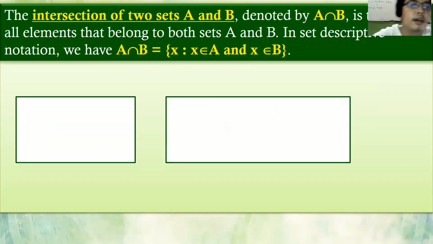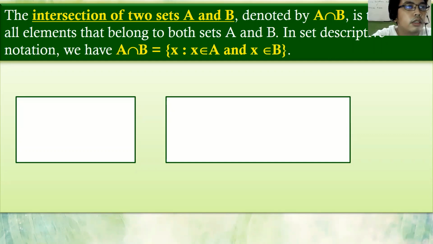Okay, let's proceed with the operations of sets. The first operation is the intersection. The intersection of two sets A and B, denoted by that symbol, is a set of all elements that belong to both sets A and B. So intersection is all the elements found both in A and in B. They share a common element.